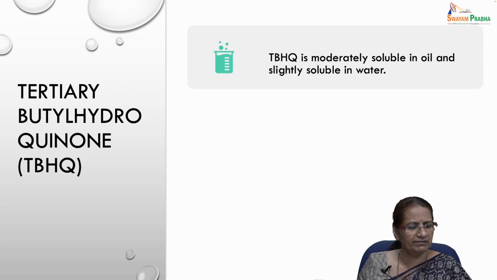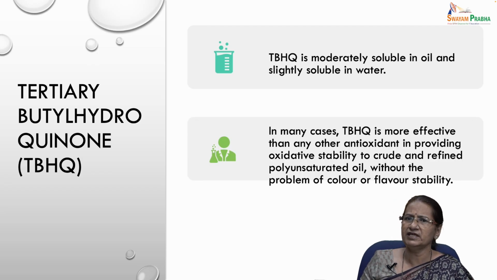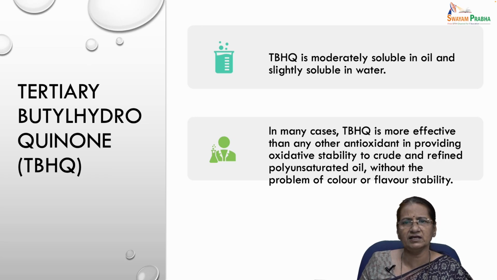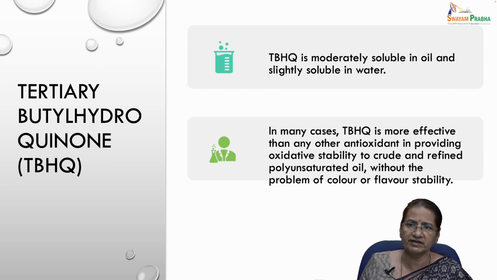Now, tertiary butyl hydroquinone, that is TBHQ. TBHQ is moderately soluble in oil and slightly soluble in water. In many cases, TBHQ is more effective than any other antioxidant in providing oxidative stability to crude and refined polyunsaturated oil without the problem of color or flavor stability.